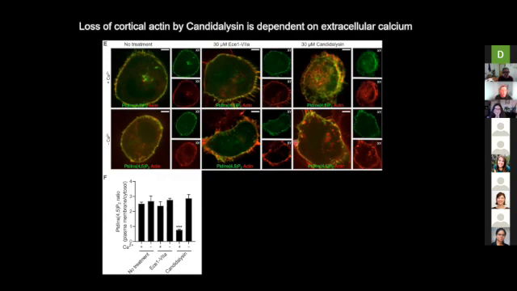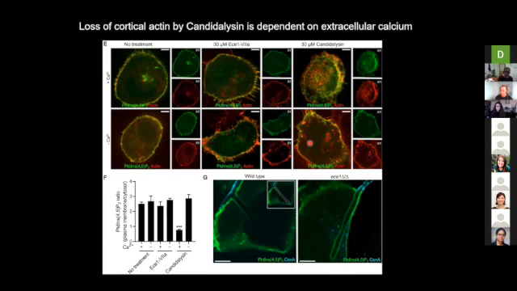So in the bottom right here, when we add Candidalysin without extracellular calcium, the cortical actin is actually fine, suggesting that for calcium to cause this type of loss of actin, you need to have calcium in the extracellular media. And in line with this data, we can also see that this PIP2 probe, which is associated with cortical actin, is lost with membrane damage at the pocket for the wild type strain, but not for the Candidalysin knockout strain.